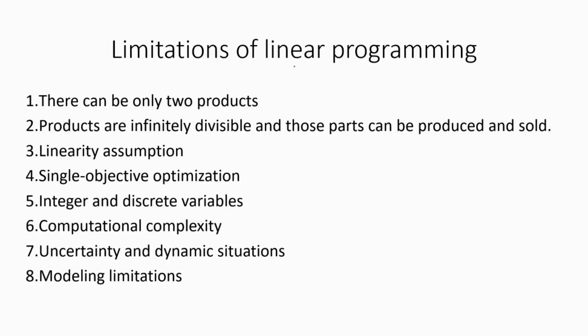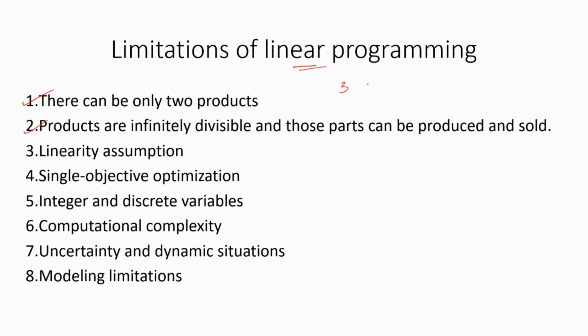Now let's discuss the limitations of linear programming. There can be only two products. As you now know, we can only use two products when it comes to linear programming analysis, because there are only two axes. When there are more than two products, we cannot use the linear programming analysis. This is a limitation. Products are infinitely divisible, and those parts can be produced and sold. This means products need not be whole numbers.